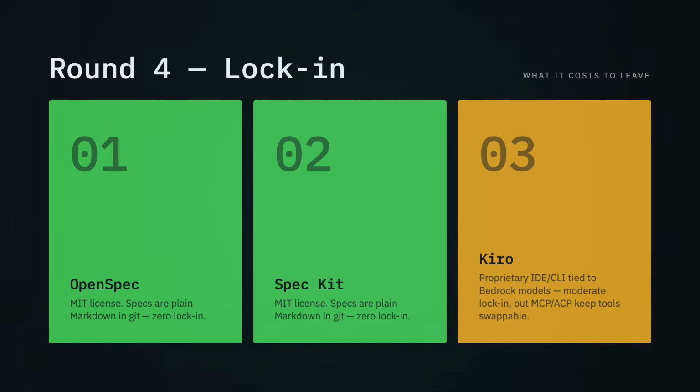Kiro is different. It's a proprietary IDE and CLI, and its agent capabilities are tied to Anthropic models running on Amazon Bedrock, so switching away means rebuilding your workflow, not just copying files. That said, Kiro does lean on open standards, the Model Context Protocol and Agent Client Protocol, to keep individual tools swappable, and it lets you export full agent chat histories. Call it moderate lock-in, not total.